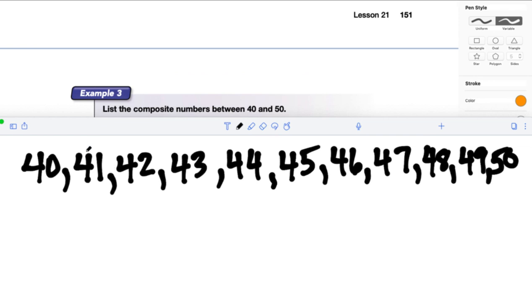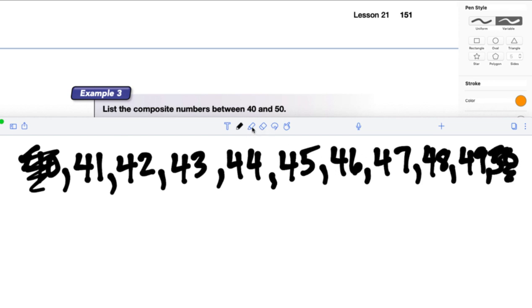So this next problem, example 3, asks us to list the composite numbers, not the prime ones, but the composite numbers between 40 and 50. So really, at this point, we could list the prime numbers, cross those out, and the rest are composite. All right, so they said between 40 and 50, so I'm going to just gently scratch out 40 and 50 because they're not a part of what we're concerned about.